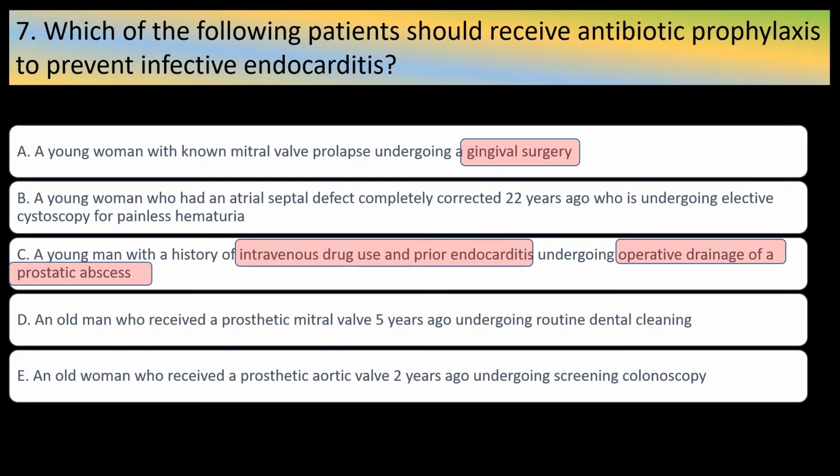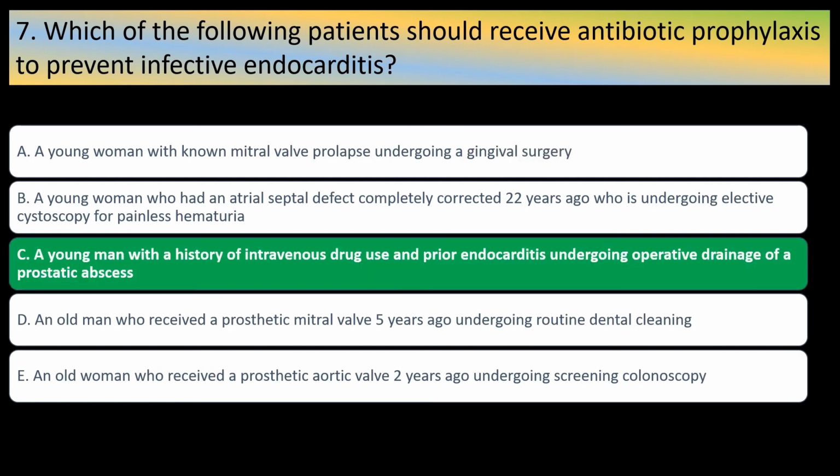So in this question, gingival surgery is a high-risk procedure, but the patient has mitral valve prolapse, so it doesn't require prophylaxis; only one risk factor is present. But if you look at option C, there are 2 risk factors present, intravenous drug use and prior endocarditis. So this is a high-risk patient, and he is undergoing operative drainage of a prostatic abscess, which is a high-risk surgery. So the correct answer is C.